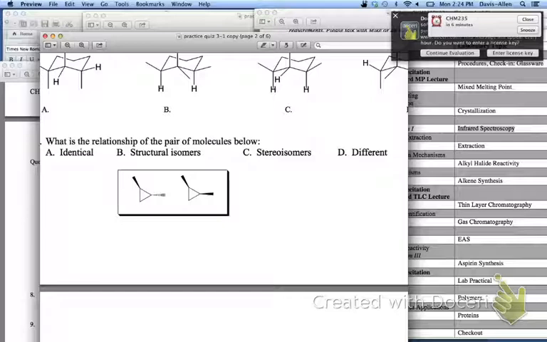So this isn't going to be a good one, but if we'd done something like 1,3-dimethyl, okay, that wouldn't work because they're different numerical arrangement. Does that kind of make sense?